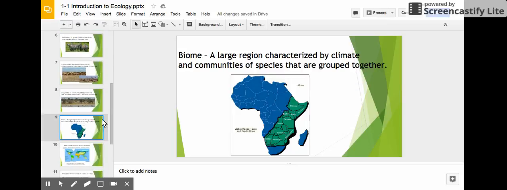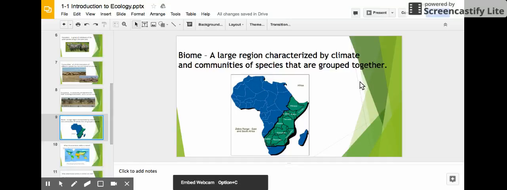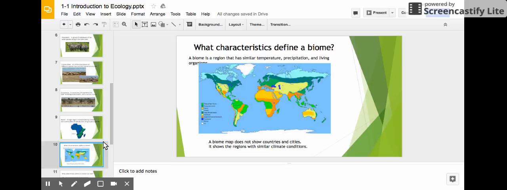A biome is defined as a large region characterized by the same climate and by communities of species that are grouped together. So biome is a region. It's not necessarily a country or a continent. In this example, we've got the zebra biome, this green stretch here on the eastern side of the continent of Africa, where zebra thrive. Characteristics that define a biome include similar temperature, precipitation, and similar living organisms.